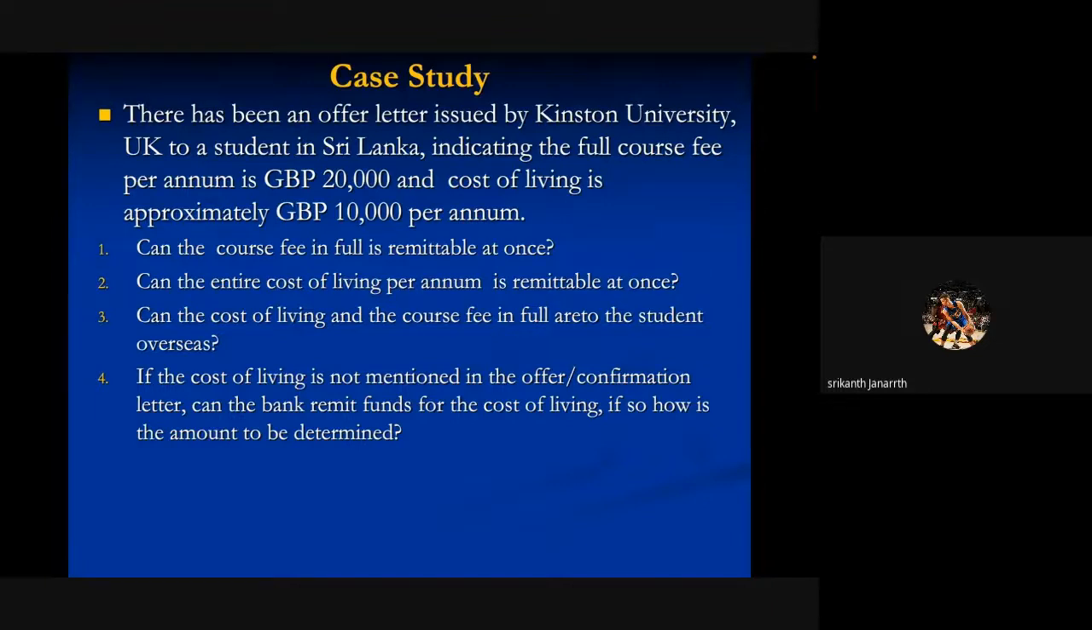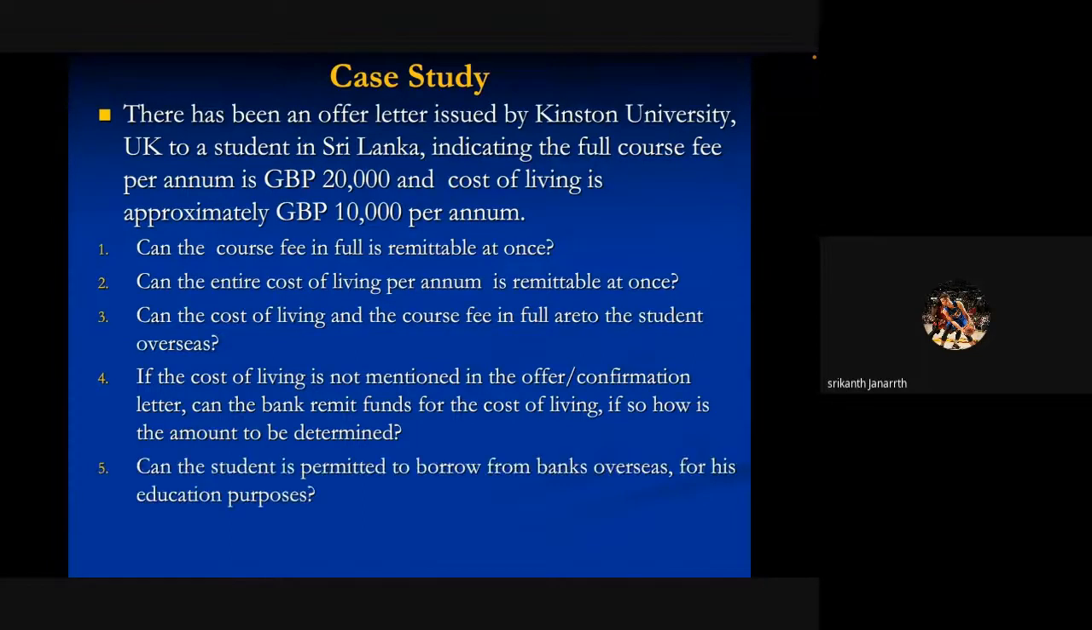If not, bank need to justify the verification. So if they decide to remit 3,000, they need to justify the verification. Okay. The last question. Oh, I'm sorry. It says cost of living. How is the amount determined? Yes, that's the answer. It is justified by the bank.